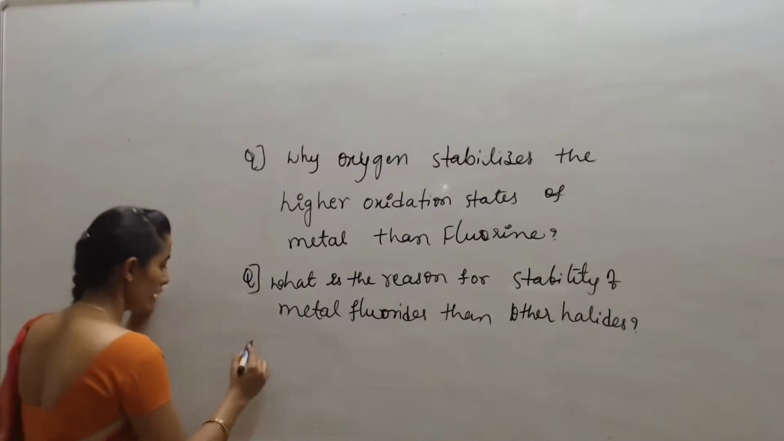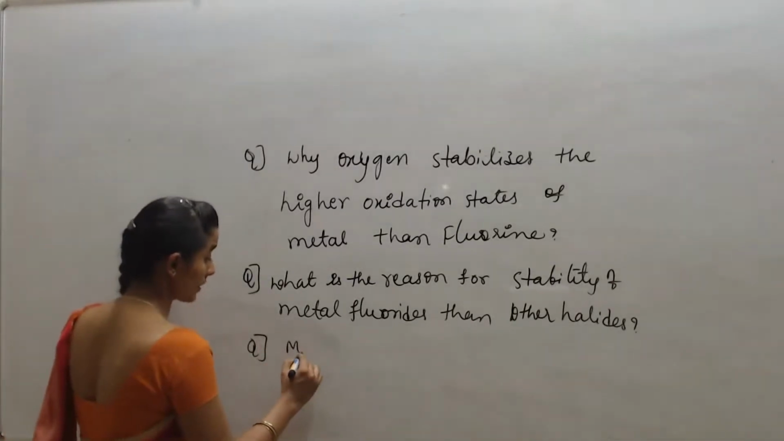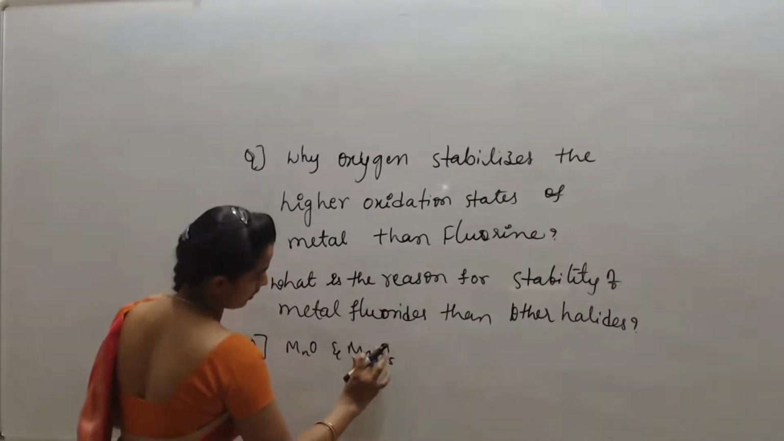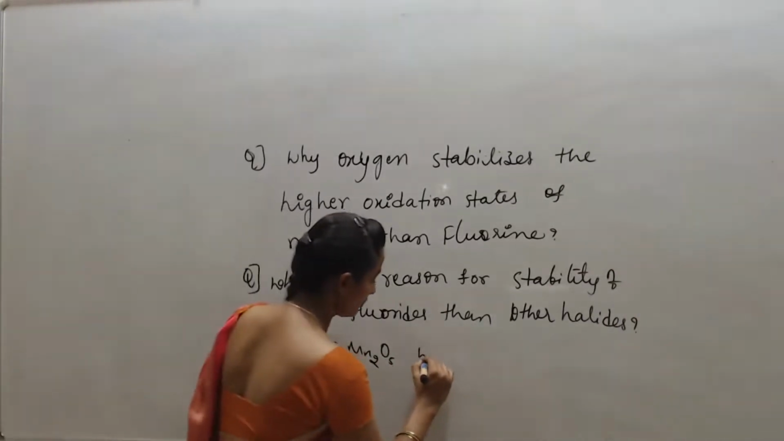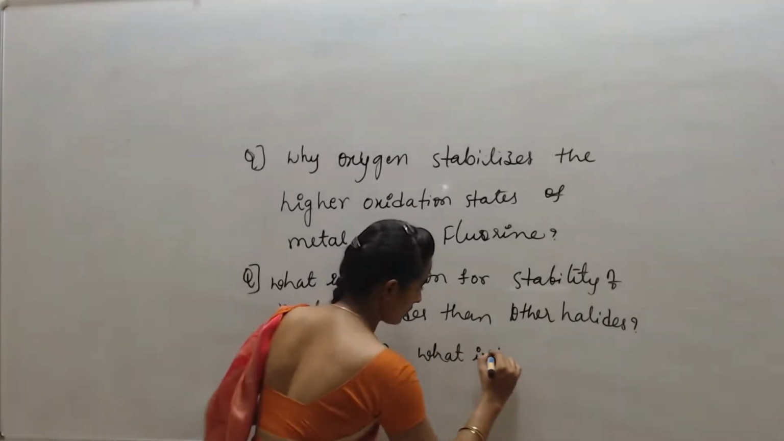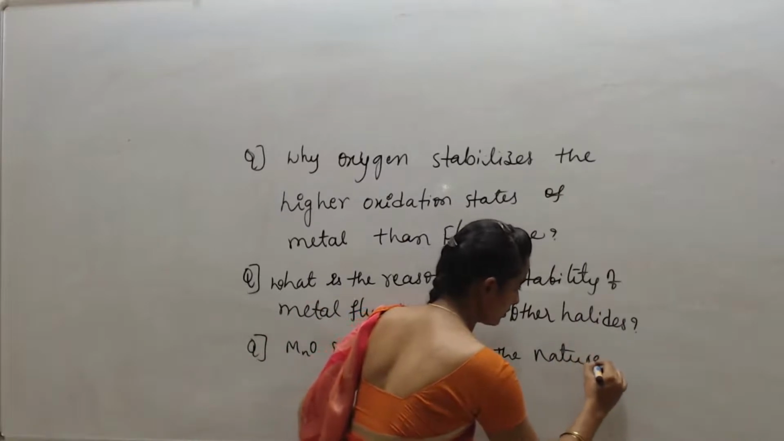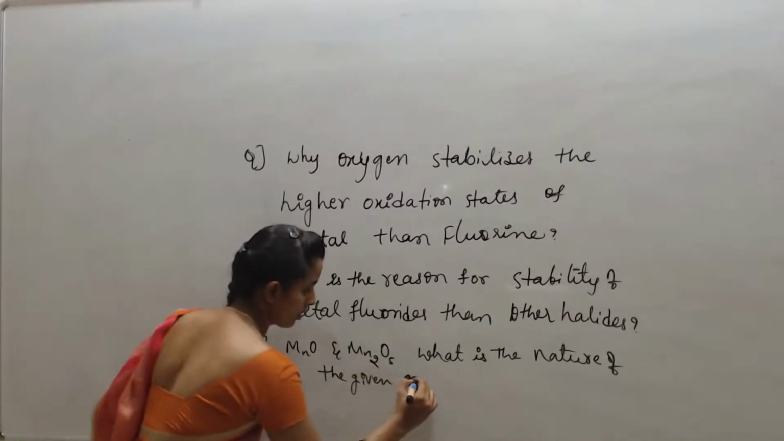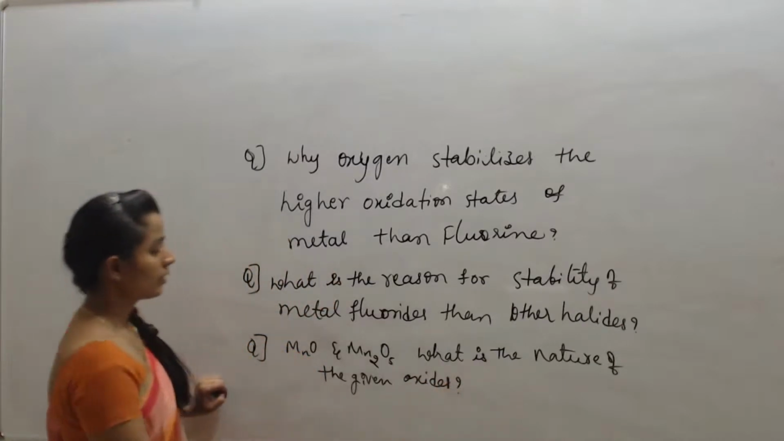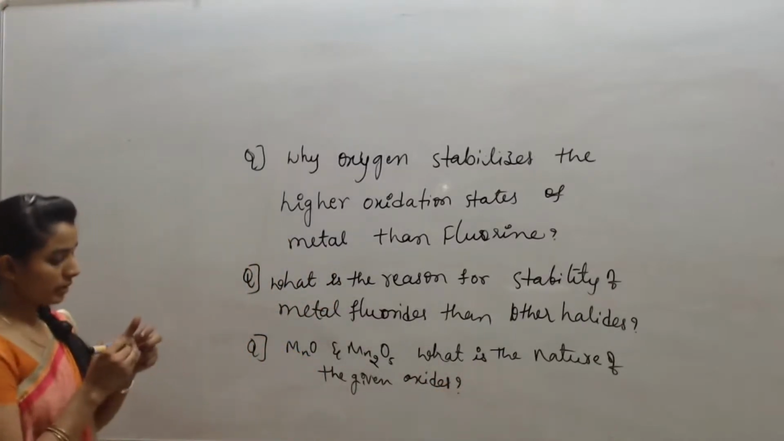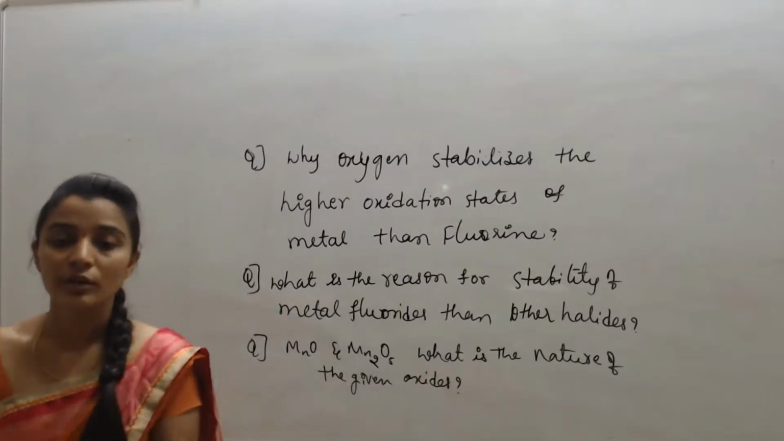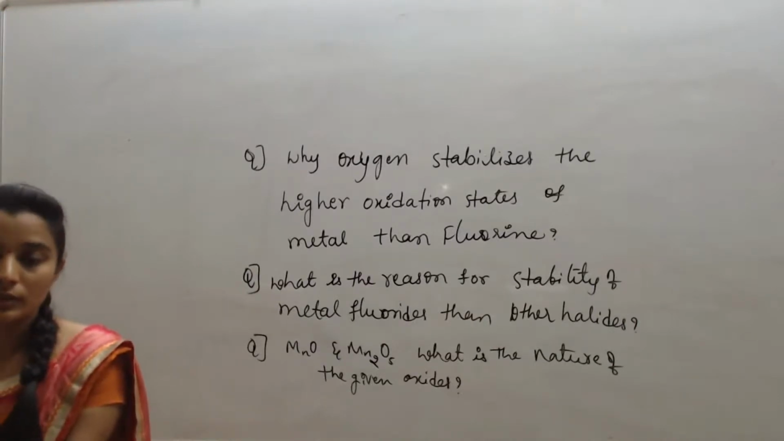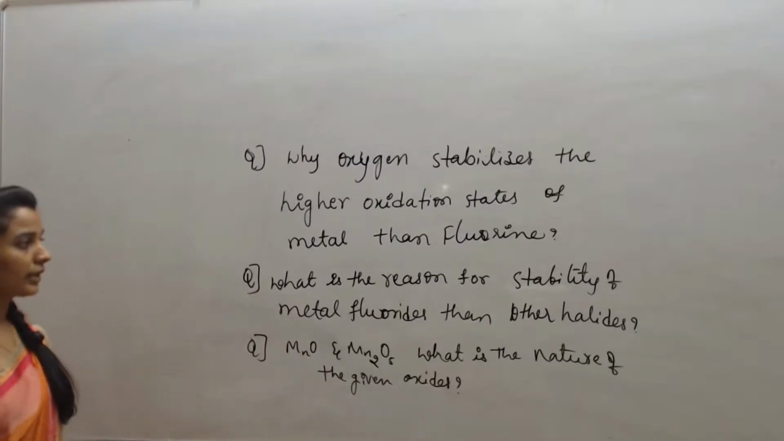Okay. Next, there is a question by giving the respective oxides. I will take Mn1, Mn3O, Mn2O5. What is the nature of the given oxides? These are the questions they will ask based on the stability of oxides and halides in the D block elements. Okay. So the next one is chemical reactivity.